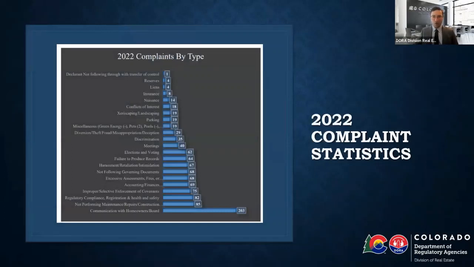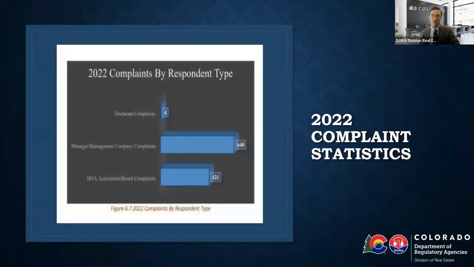So to wrap up our webinar today, we wanted to include some complaint statistics from our 2022 annual report. As you can see here on the graph, in 2022, we received 203 complaints related to issues surrounding communications with homeowners and the board, followed by maintenance not following HOA and the board not properly following HOA governing documents. According to this graph, about 60% of all complaints we received were directed toward the association management company, and the remaining 40% were about the HOA.